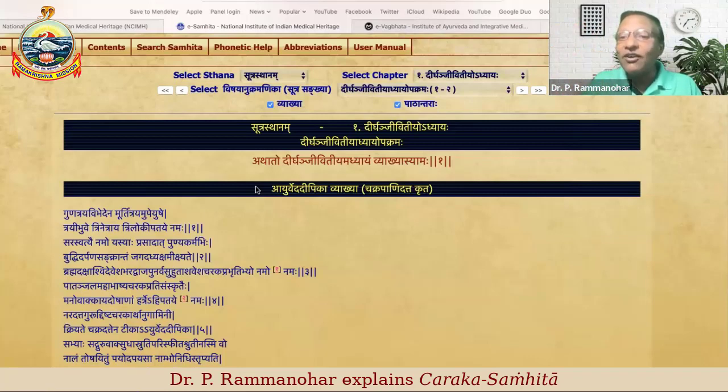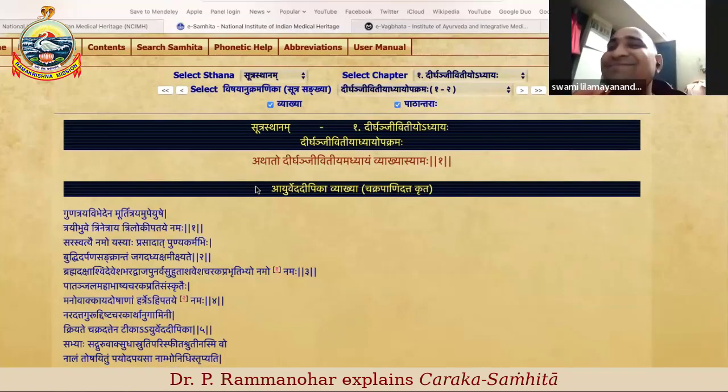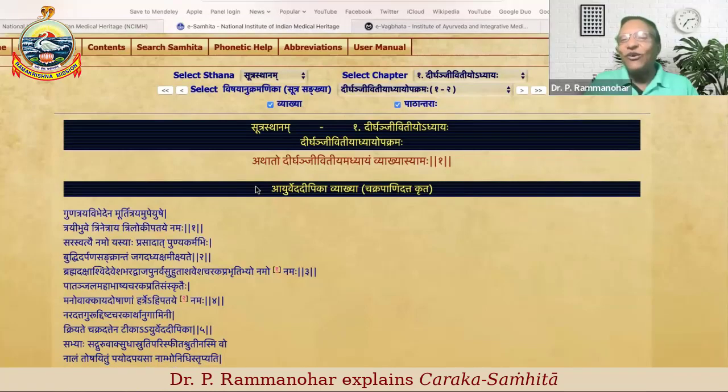You want to live long? This is the question that the text is asking at the very outset. Who does not want to live long? Unless you are really depressed, anxious, and completely fed up with life and want to commit suicide, everybody wants to live long. So Dirghan Jeevitiyam Adhyayam is like an advertisement for the whole Caraka-Saṁhitā. Come on now, read and live long.